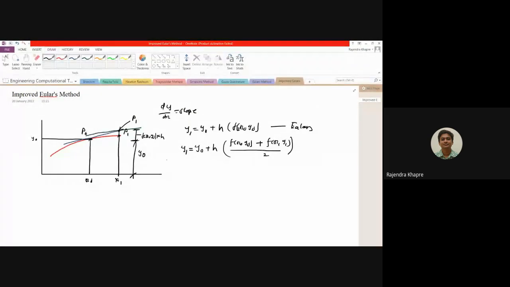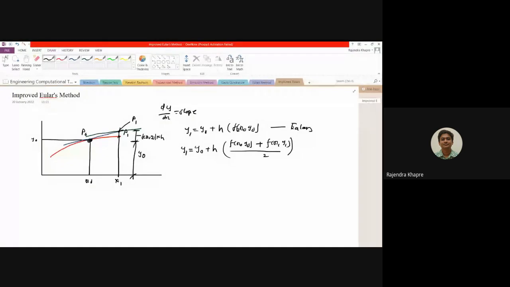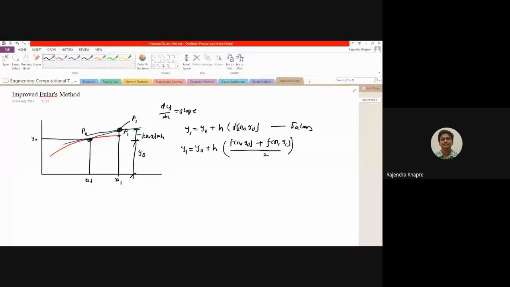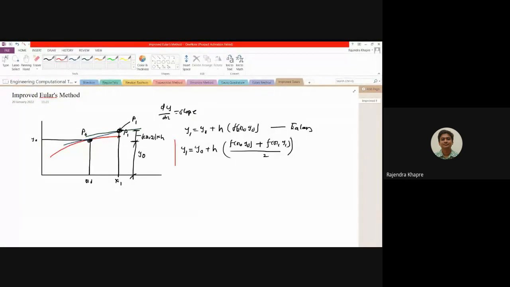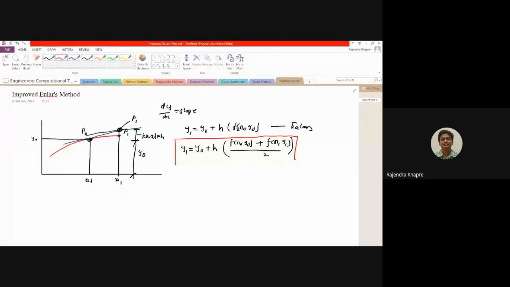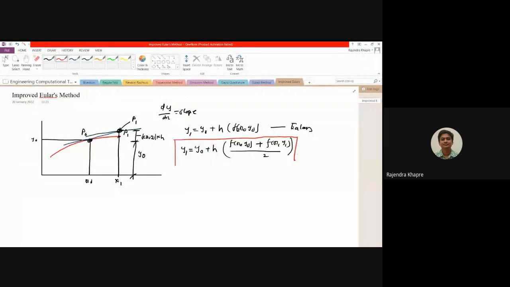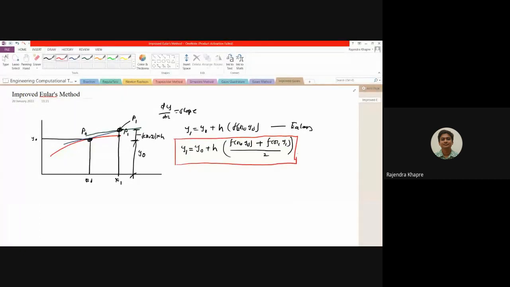So basically what we are doing is taking the slope at the initial point, then taking the slope at the predicted point, and then whatever intercept is there, we take the average of that. So this is the improved version of the Euler's method, and it is going to give you fairly more correct results as compared to the Euler's method. I hope this is clear to everybody.